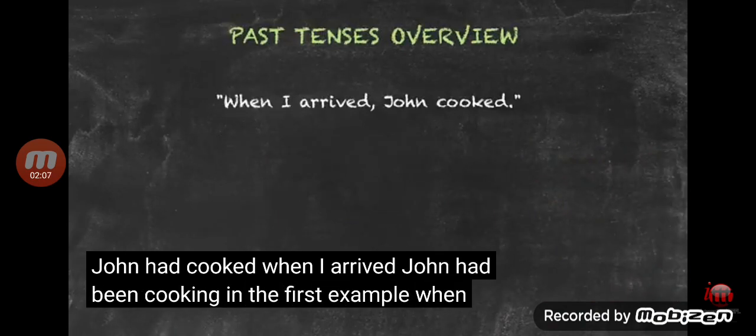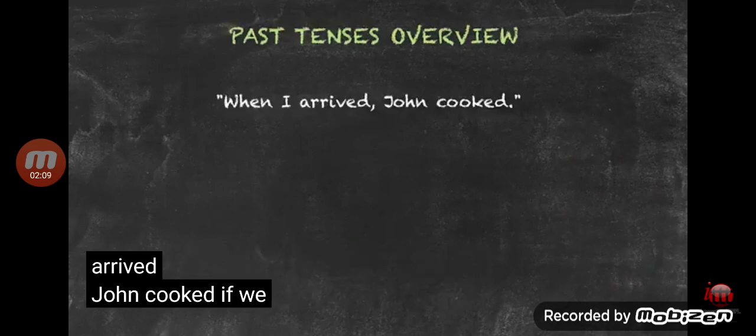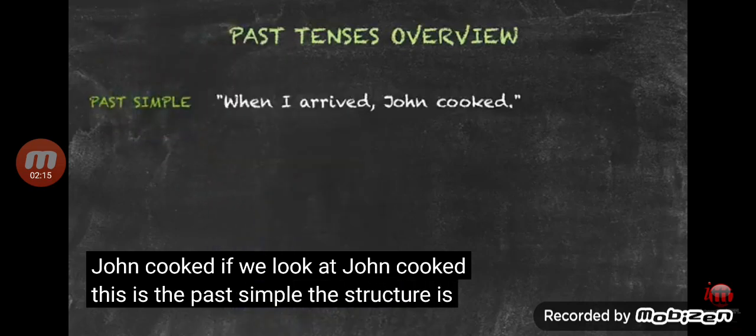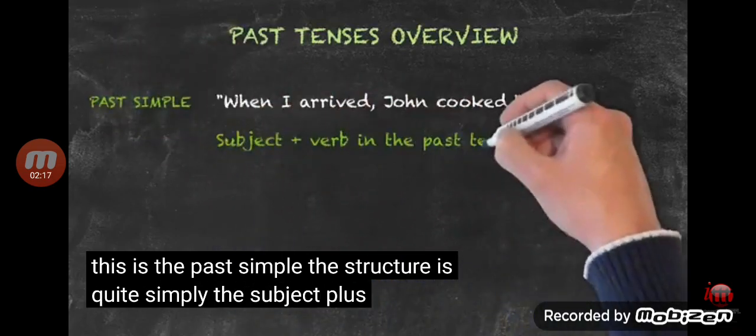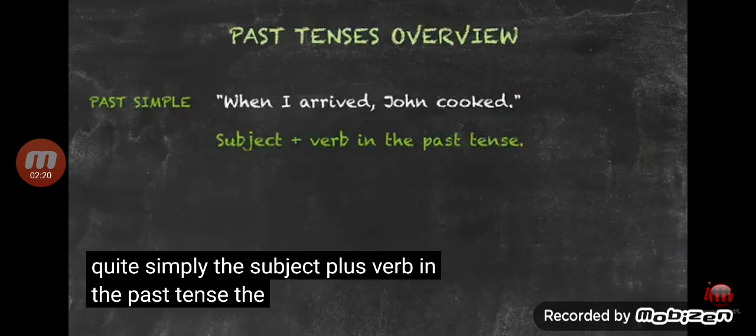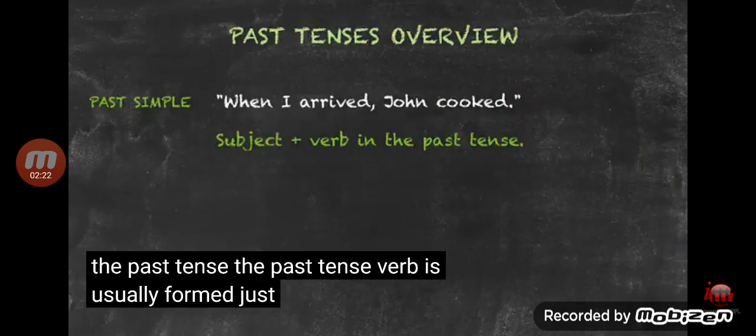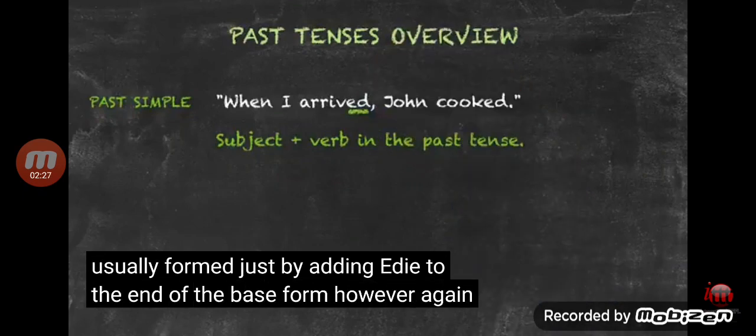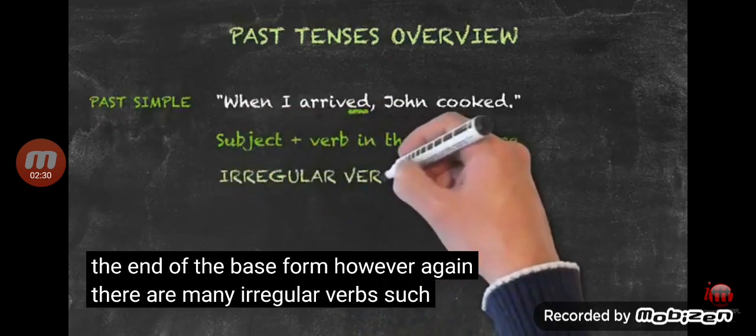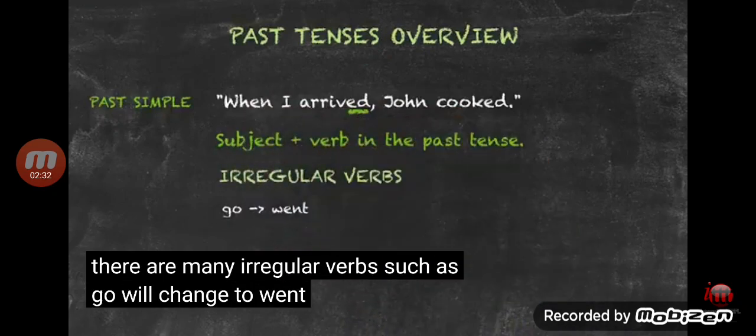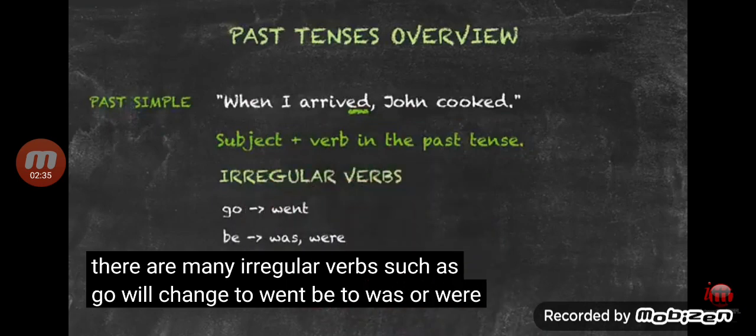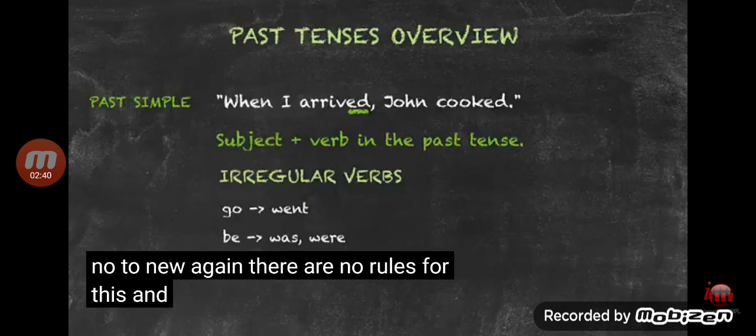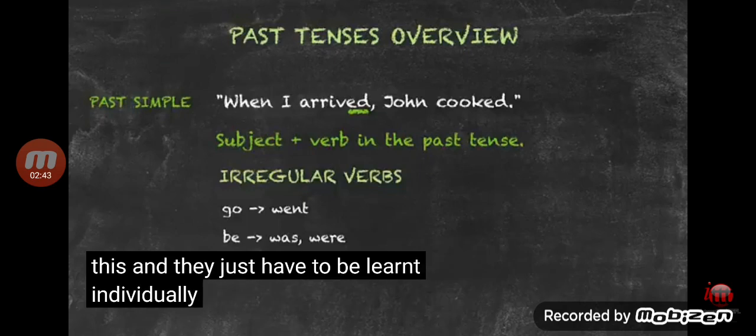In the first example, when I arrived, John cooked. If we look at John cooked, this is the past simple. The structure is quite simply the subject plus verb in the past tense. The past tense verb is usually formed just by adding ed to the end of the base form. However, again, there are many irregular verbs, such as go would change to went, be to was or were, know to knew. Again, there are no rules for this, and they just have to be learnt individually.